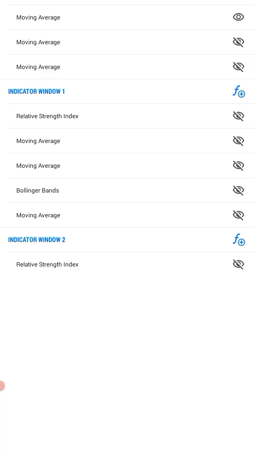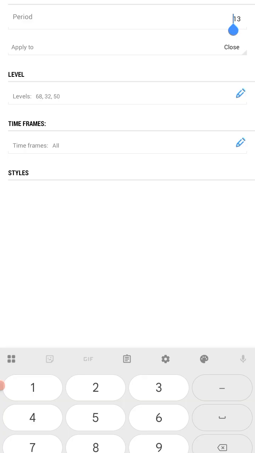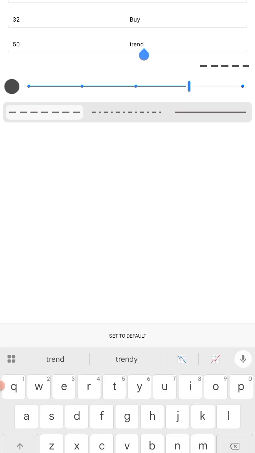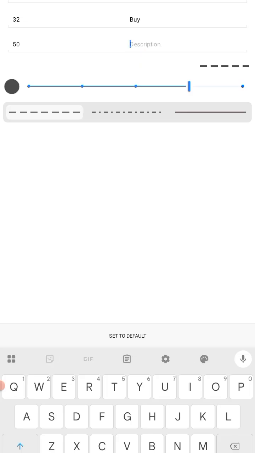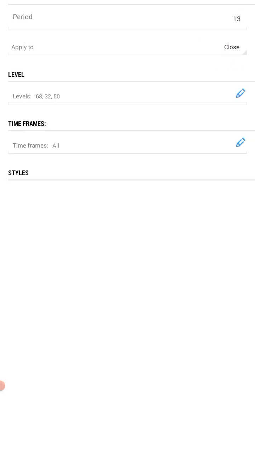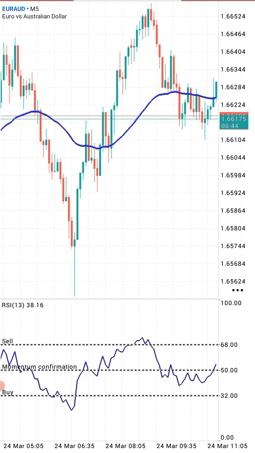Then we are going to go down to add our RSI. We are using the RSI, and then the levels are here. Look at the levels: 68, 32, and 50. Now this particular 50, I will change it to momentum confirmation. Are we together? So we use it to confirm our momentum.